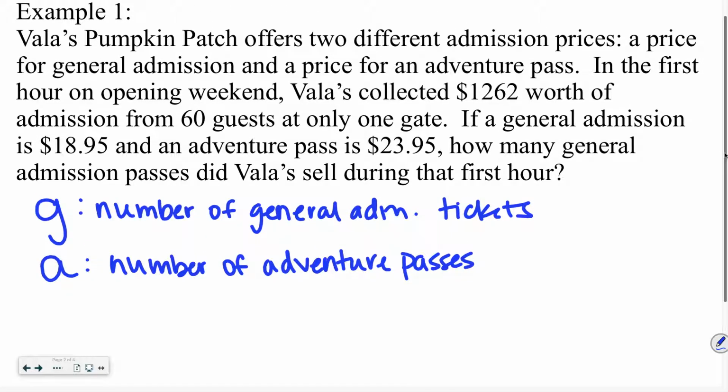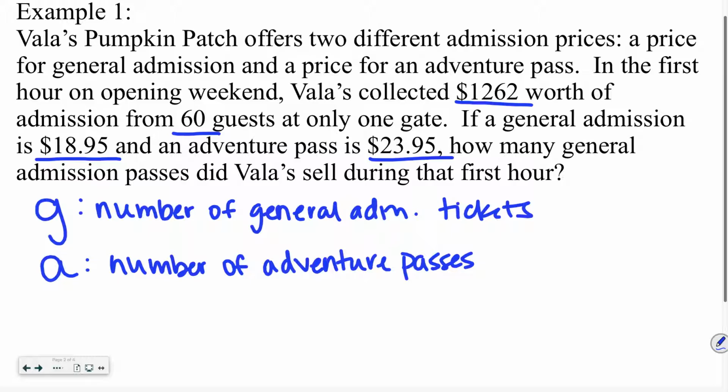Okay, I bet that 1262 is important. I bet these 2 numbers are important, and I bet that number is important. I'm hoping that when you read the problem, you marked some of those things. So Valis collected $1,262 worth of admission. Let's just work with that.